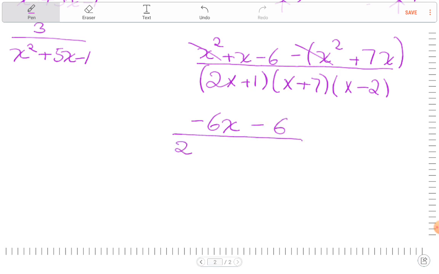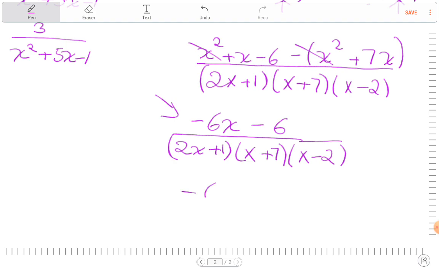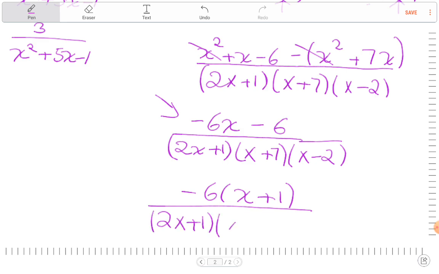And then I have my long denominator. I would advise you again, double check if you can factor anything and cancel anything out at the end. I'm going to factor out a negative 6, which leaves you with an x plus 1, which again does not create anything that we can cancel, but we checked. There you go.